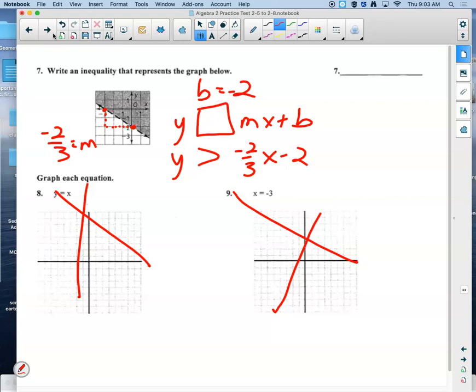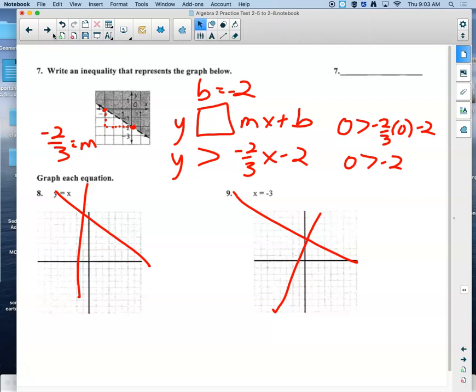And this is a test, so I would definitely test a point. And 0, 0 would be a great one to test because it's supposed to be shaded. So if we put 0, 0 in here, it's going to say 0 is greater than negative 2/3 times 0 minus 2. 0 is greater than negative 2. Of course it is. And because it's only 7 problems, maybe you test another one over here and make sure it doesn't work. I don't know. It's up to you, you know. It doesn't have to do with confidence, but you'll have a lot of time to go through all of that.